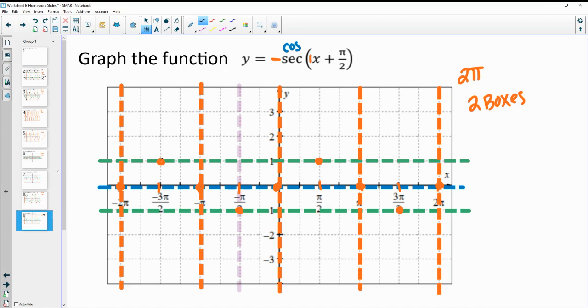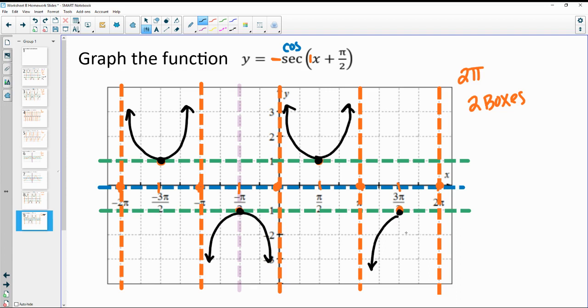Then where cosine was at its max, okay, secant's going to share it, and that's going to go up from there. Where cosine was at its min, secant is going to share and then go down from that min. Okay, then up from cosine's max, down from cosine's min.